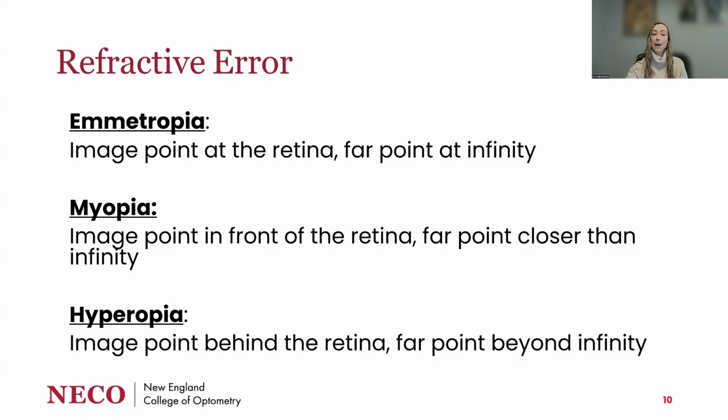We can also have myopia, where the image is in front of the retina, causing our far point to be closer than infinity. Minus lenses will be needed to neutralize that refractive error. Final scenario is hyperopia, in which plus lenses are needed to neutralize the refractive error because that image point is behind the retina.